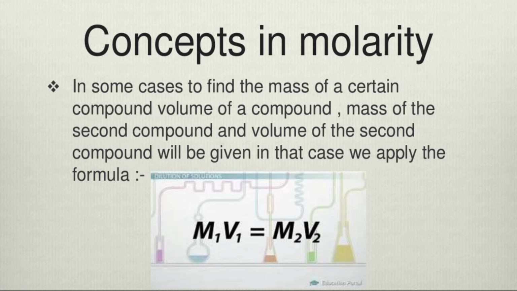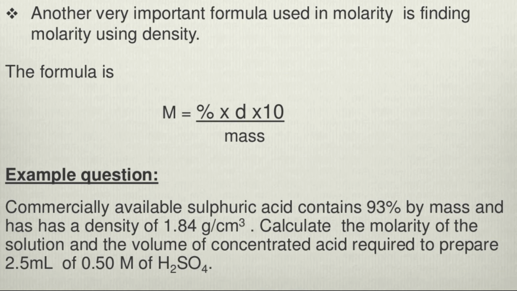Okay. In some cases, the concentration and volume of one compound, and the concentration and volume of the second compound will be given. In that case, we apply the formula M1V1 is equal to M2V2. This formula is used in your practical also. Please remember, this is very important. Another very important formula used in molarity is finding molarity using density. The formula is capital M is equal to percentage into density into 10 by mass.